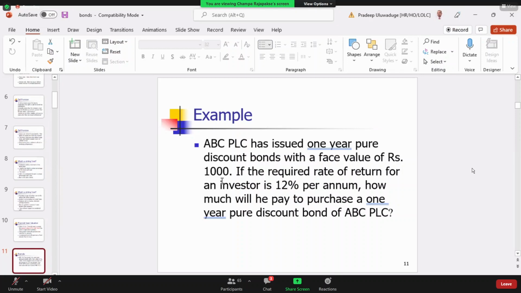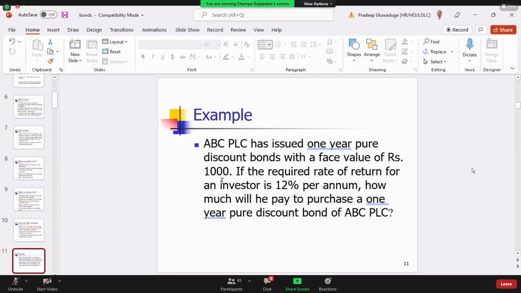So, how are we to find the present value of the cash flows? First, we must identify the cash flow. In a pure discount bond, you will have only one cash flow at maturity. In this case, the value of this cash flow is 1000 rupees, and we will receive it after 1 year because the bond matures in 1 year. After 1 year, we receive 1000 rupees.